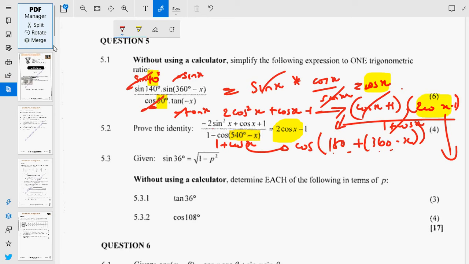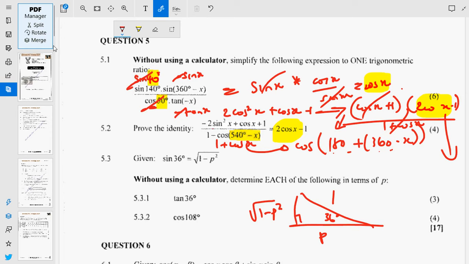And the third part of the question says, given sine of 36 is the square root of 1 minus p squared. Remember, when you are given this kind of question, the first thing you do is to draw your triangle. You are given sine, that means you have the opposite of the square root of 1 minus p squared. That means the hypotenuse was 1. If you use Pythagoras, then you'll find that this is equal to p.